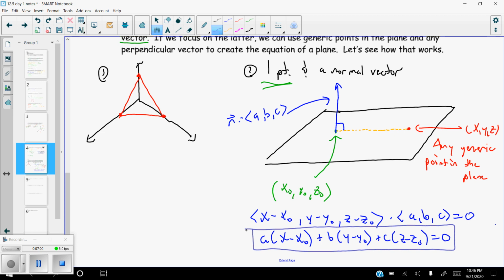And that shows you that all I need is x naught, y naught, z naught, an initial point, and a normal vector, which is ABC. If I have that, I can write the equation of a plane. Piece of cake.